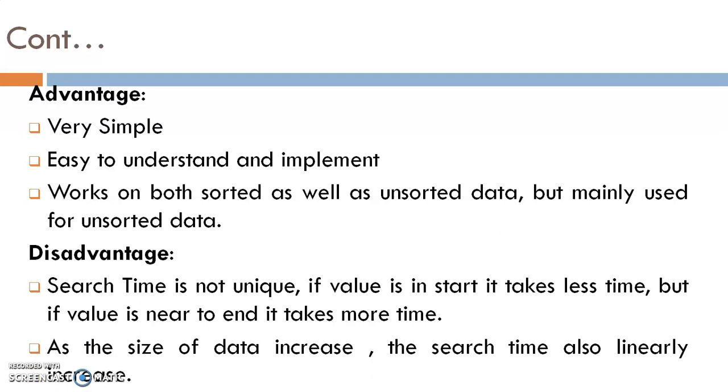As the size of data increases, the search time also increases linearly. It means if I have 5 elements, then the total number of elements is 5, which means the size is low. Then the searching time is low. But if I increase the total number of data from 10 to 100, meaning my total number of data is 100, then in that case the searching time will increase.